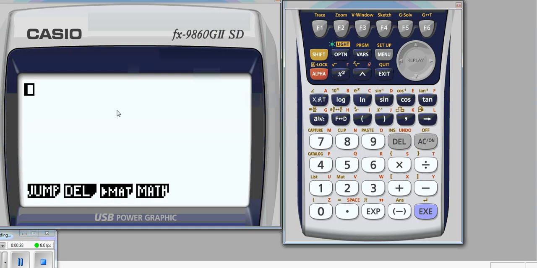So I'm going to bring up this screen. Now this is a Casio FX9860. It's going to be a little bit different than some of the calculators you have, but it's going to look fairly similar. This one is just the screen. These are the buttons that you push.